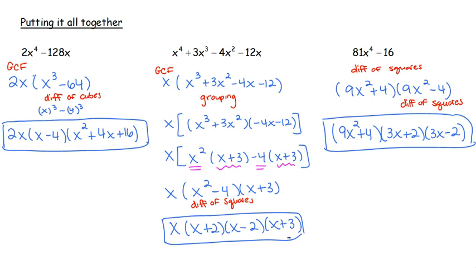Our last one, there is no GCF to start with. That is the difference of two squares. 81x to the fourth is a perfect square, and so is 16. So when we square root 81x to the fourth, we get 9x squared as the first term. Square root of 16 is our second term of 4. One plus, one minus. We check the first piece. 9x squared plus 4 can't factor any further, but our second piece of 9x squared minus 4 is the difference of two squares again. So we've got the square root of 9x squared is 3x as our first pieces. Square root of 4 is our 2 for our second pieces. One's a plus, one's a minus.